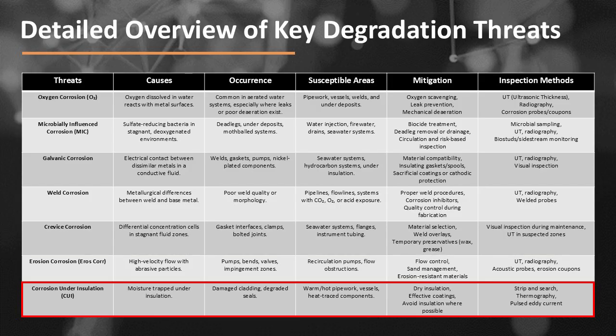When the threat is corrosion under insulation or CUI, it causes moisture trapped under insulation. The occurrence of this threat is damaged cladding, degraded seals. The susceptible areas of this threat are warm/hot pipework, vessels, heat-traced components. The mitigation strategies for this threat are dry insulation, effective coatings, avoid insulation where possible. The inspection method for this threat is strip and search, thermography, pulse eddy current.